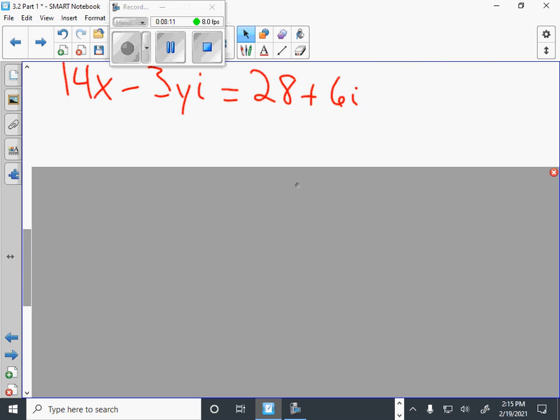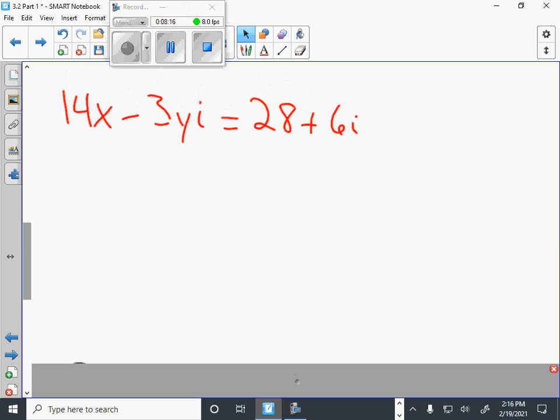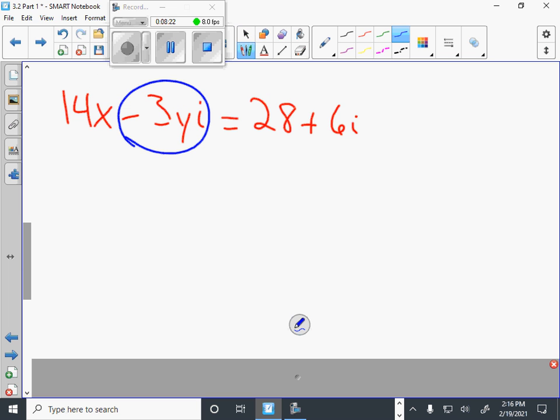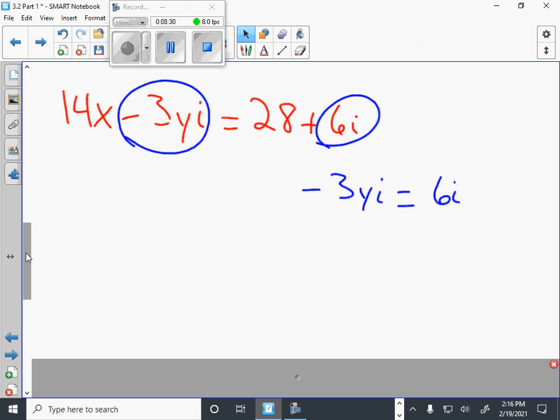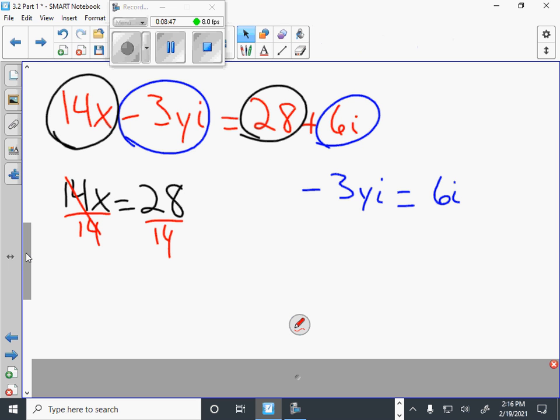Okay, same thing on this one. Set it up into 2 different equations. Take your i's. We have negative 3yi and we have 6i. Break that off. We have negative 3y times i is equal to 6i. And then we have 14x and 28. Solve for x over here. How do we solve? We divide by 14. We're left with x equals 2.